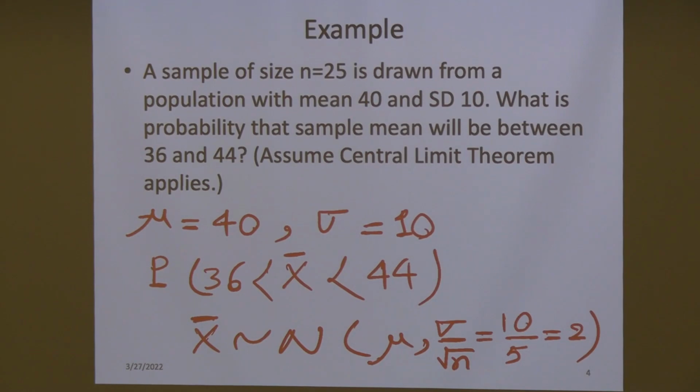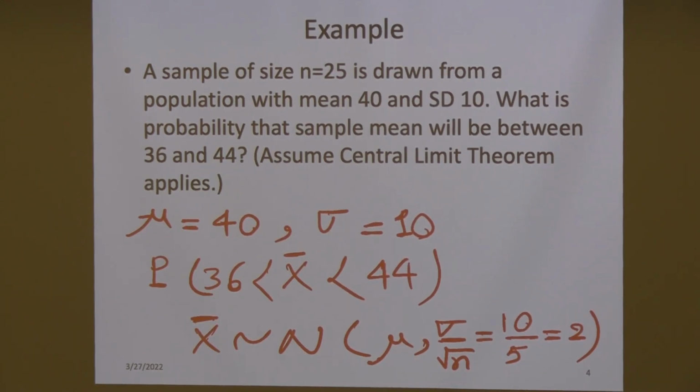Okay, now let's do some examples. First example: a sample of size n equals 25 is drawn from a population with mean 40 and standard deviation 10. What is the probability that the sample mean will be between 36 and 44? And assume that the central limit theorem applies.